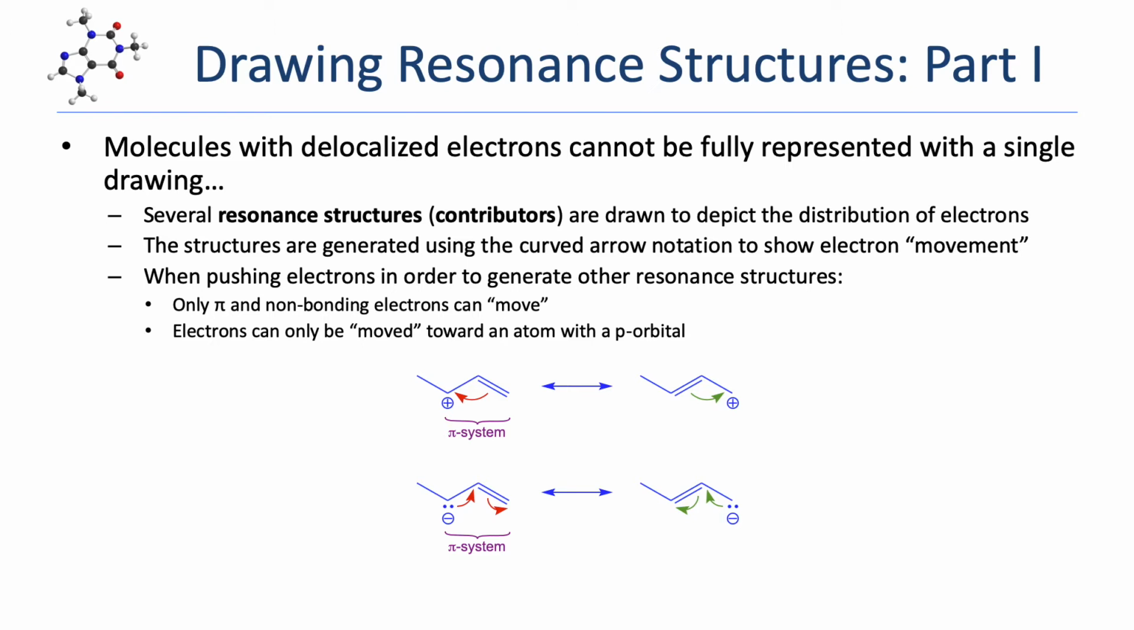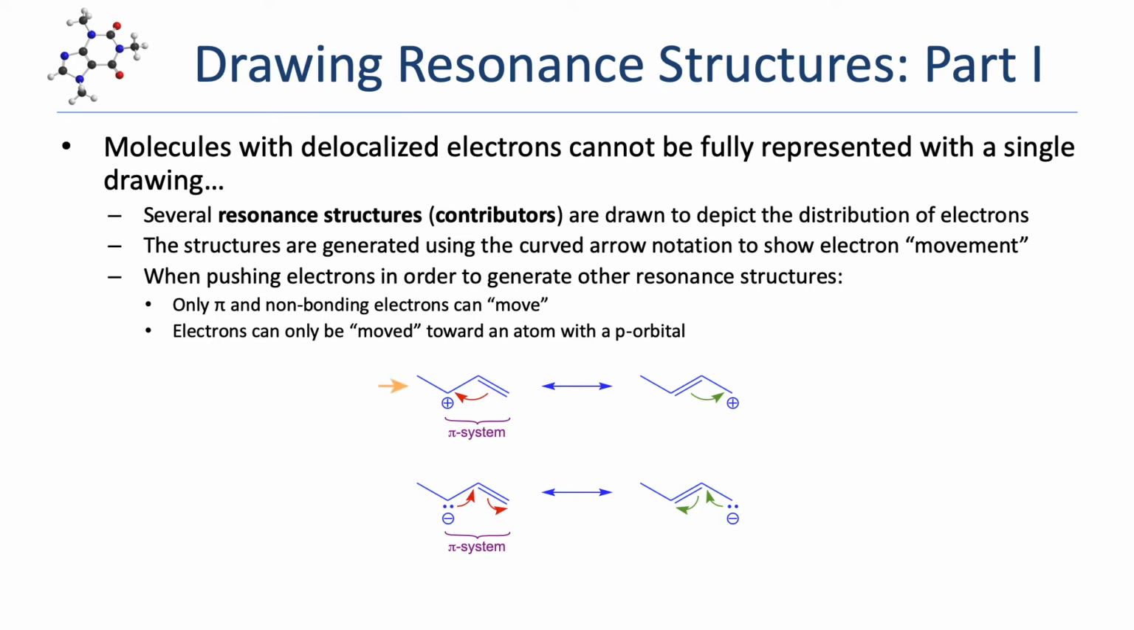When generating other resonance structures, only pi and non-bonding electrons can move. These are the only kinds of electrons that actually can be delocalized, and those electrons can only be moved towards an atom with a p orbital. So let's try to apply this process to a few simple examples.